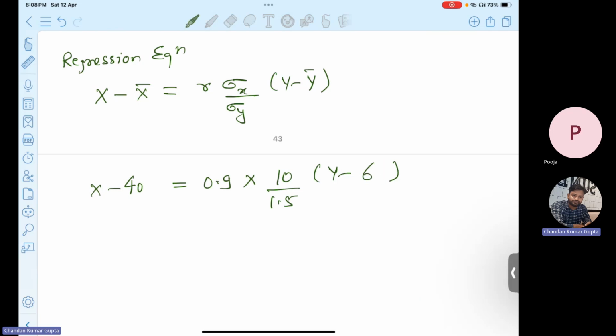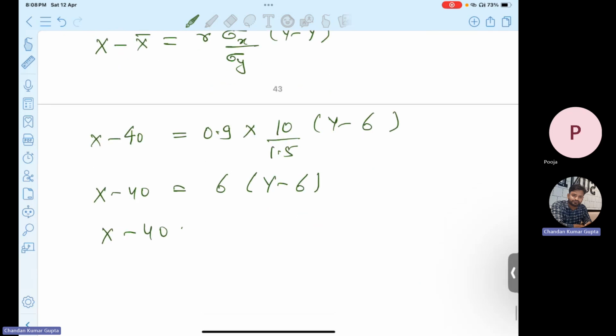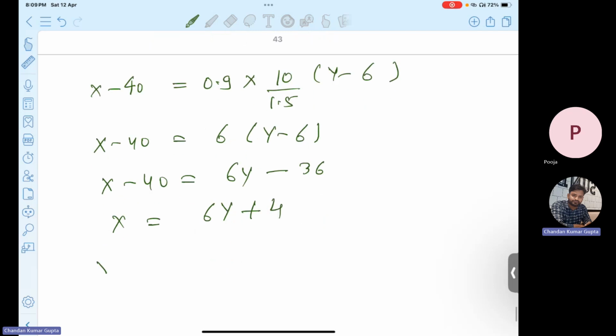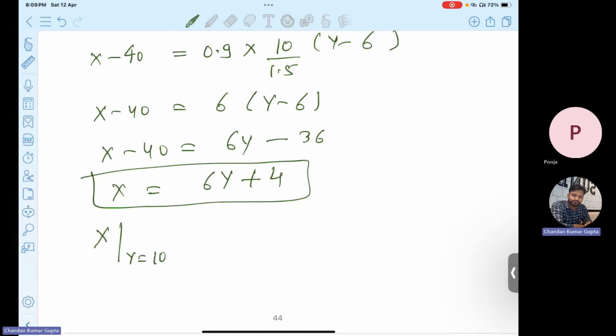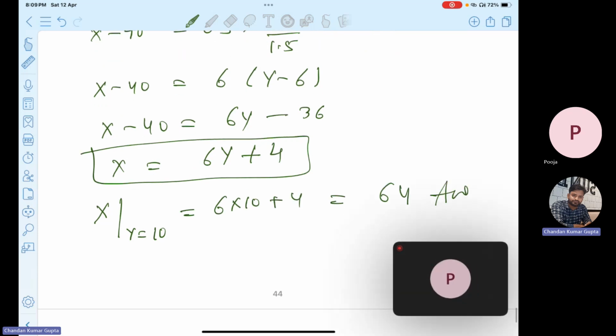So first we need to solve X minus 40 equal to 6 times Y minus 6. Simplifying this, X minus 40 equals 6Y minus 36, so X equals 6Y plus 4. This is our regression line. Now we need to calculate the value of X for Y equal to 10. X at Y equal to 10 is 6 into 10 plus 4, which comes out to be 64. So this is our answer.